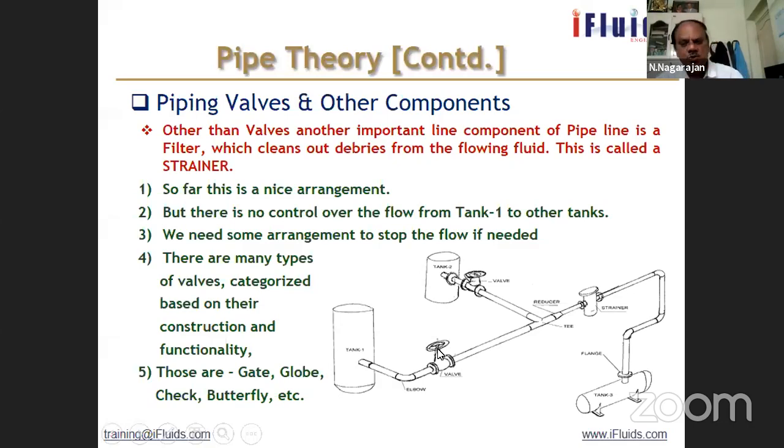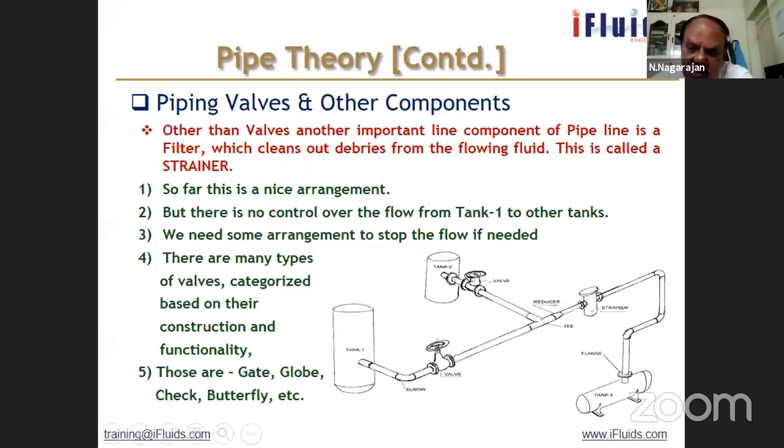So valves are used to regulate the flow, either allow the flow or stop the flow or regulate the flow. You can vary the flow rate through the pipe by opening the valve, maybe 50%, 80%, or you can close it or open it. So valves allow you to regulate the flow through the piping system.